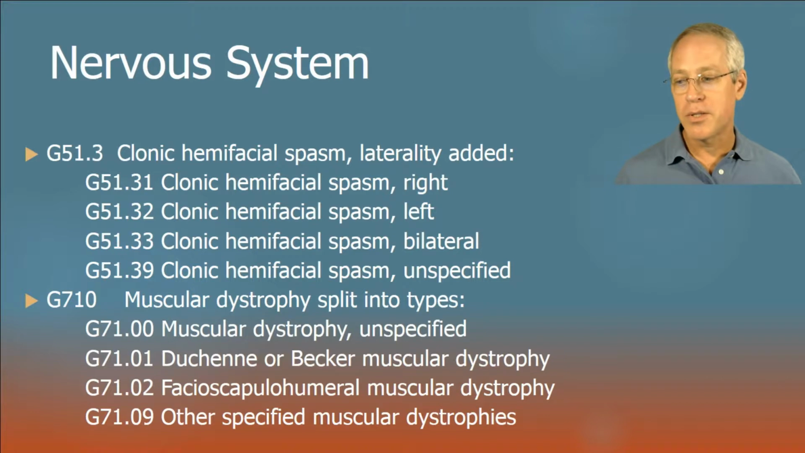On to the nervous system. A couple little housekeeping changes here. Clonic hemifacial spasm. Laterality is added. We got a code for right, left, bilateral, and unspecified. And there they all are.